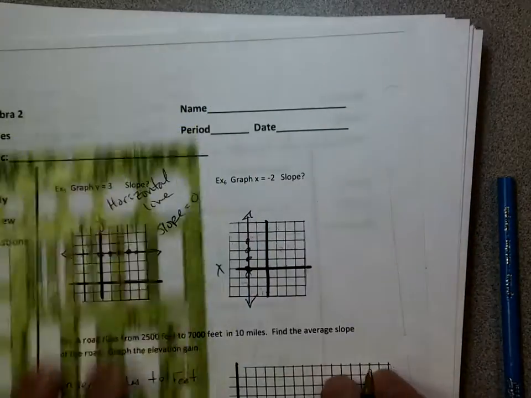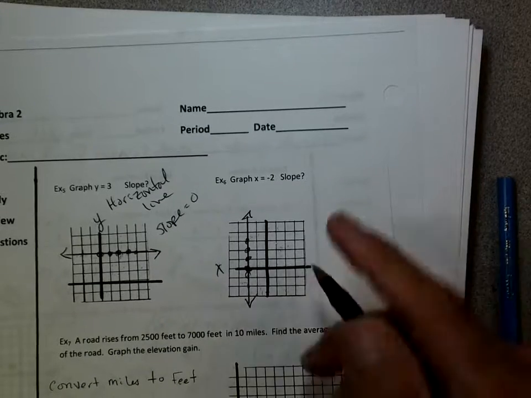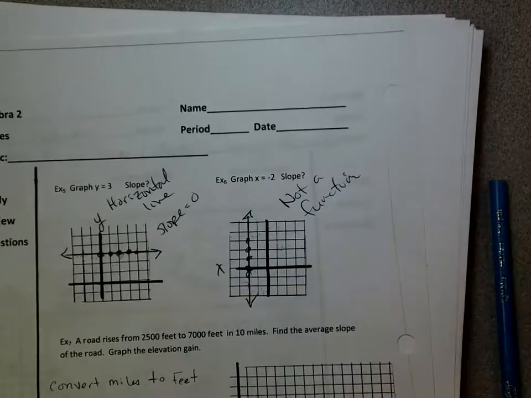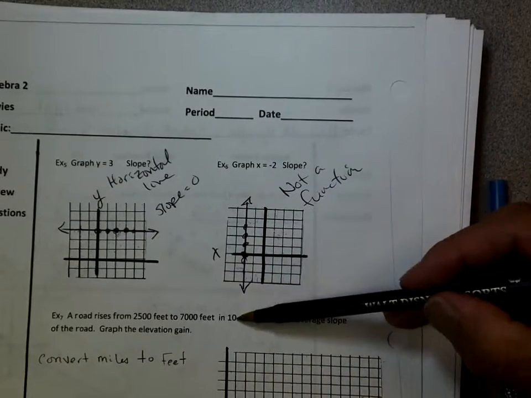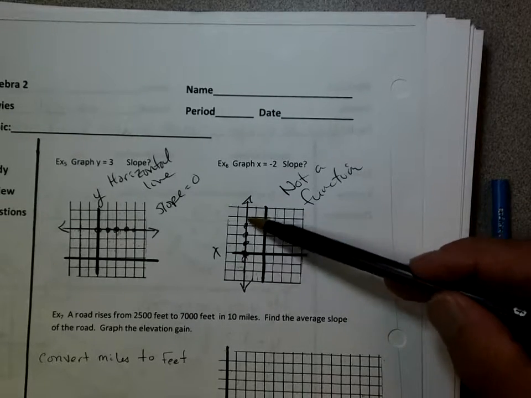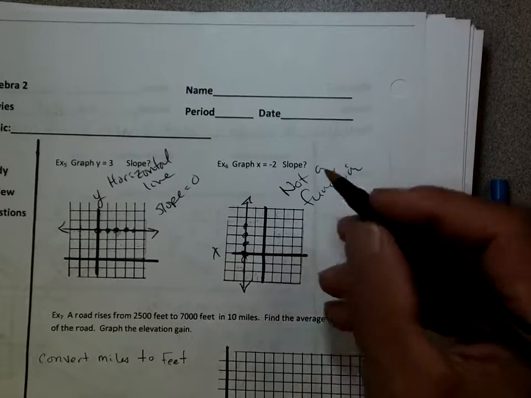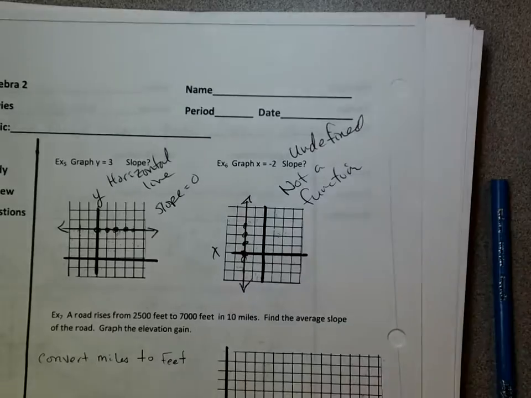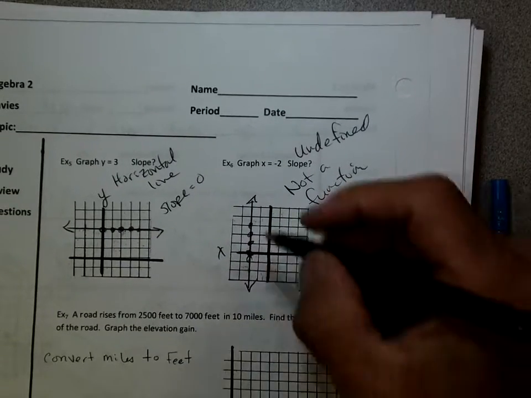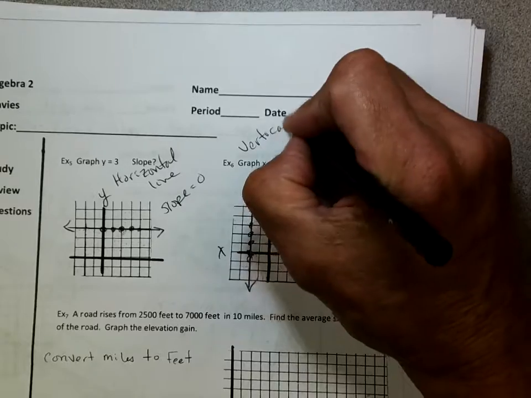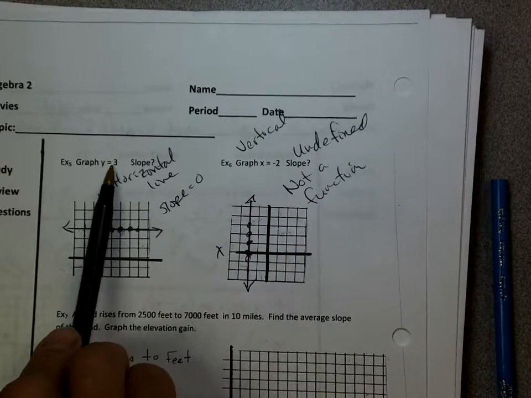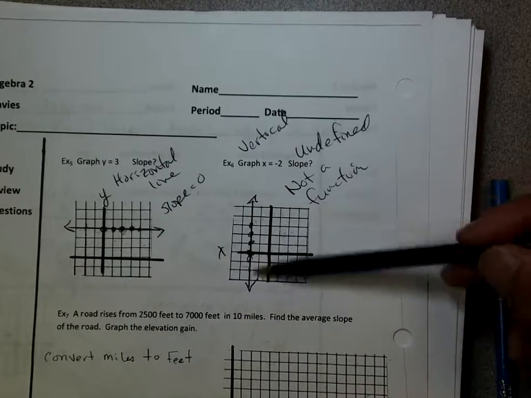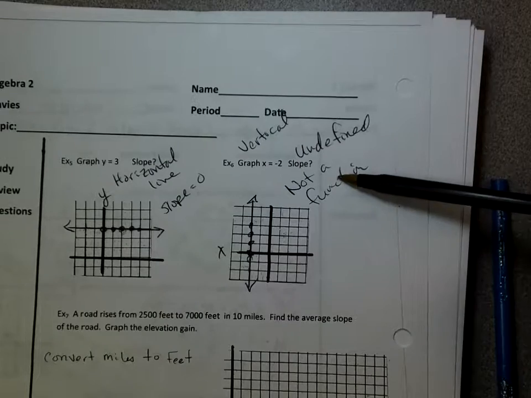The only problem with this graph that I don't like right off the bat is it's not a function. Remember? Not a function. It isn't going to pass the vertical line test, and an x value has way more than one y value, so it's not a function. So what's the slope? There is no slope. We'll say the slope is undefined. So this is a vertical line. If it's y equals a plain old number, horizontal, slope is 0. x equals a number, vertical, undefined, because it's not a function.